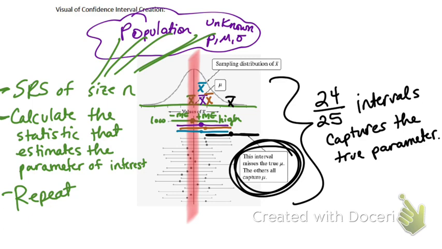Well, what is 24 divided by 25 as a percent? 96. Is it? Yeah. Guess what? We can now say that we are 96% confident that we have captured the truth, because 96% of our 25 trials did it. That's where the confidence level comes from. Okay? So that is a picture of what we're doing. What questions do you guys have?